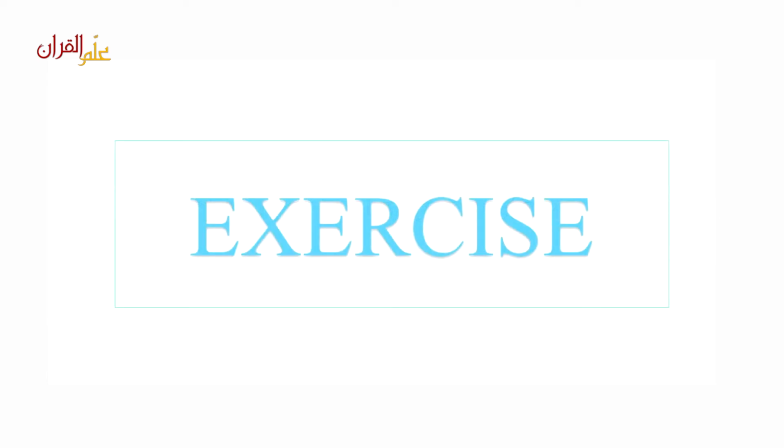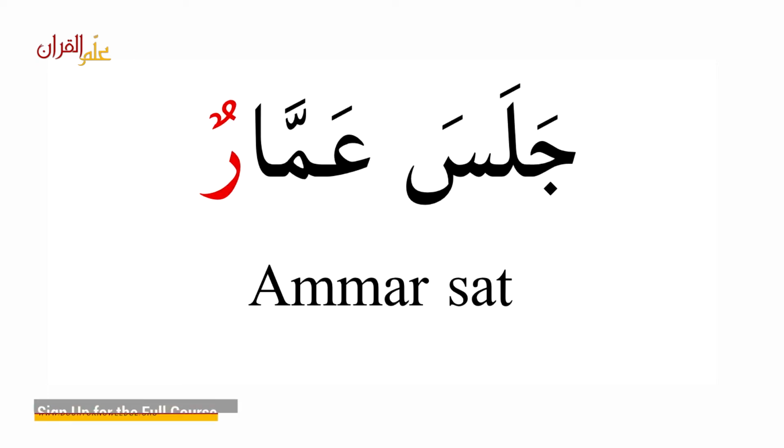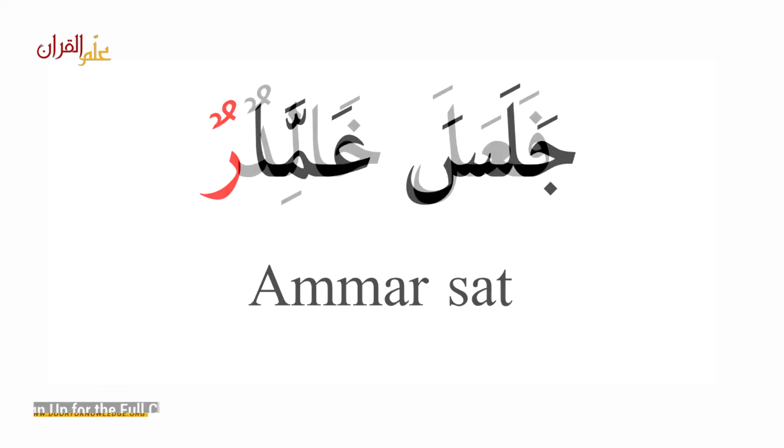So let's see in the exercise. جلس عمار. Ammar sat. So who is doing the sitting? Ammarun. Ammar is the fa'il and jalasa is the fi'l. So that's why Ammar has dhamma, and this dhamma indicates that this Ammar is the fa'il.